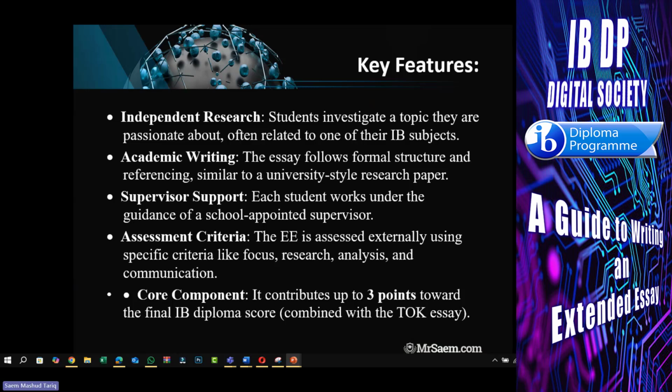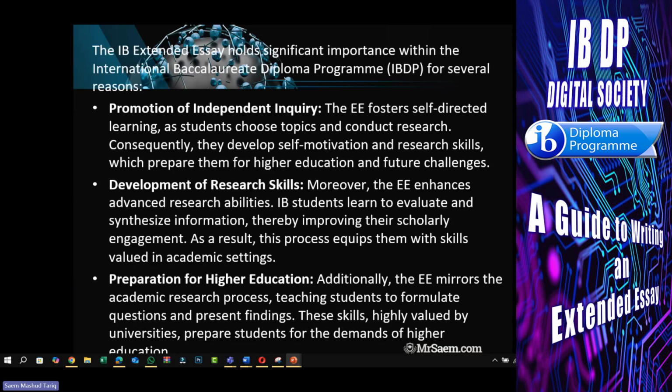Obviously, there should be knowledge and understanding for this. Whatever topic we've chosen in the subject area, how much depth of the content do we know? That's very important. Critical thinking should also be there. So yes, this is very important. It's a core component, obviously 3 points are awarded, you'll have an idea about this, combined with TOK. So, promotion of independent inquiry: yes, your extended essay does foster your self-directed learning.